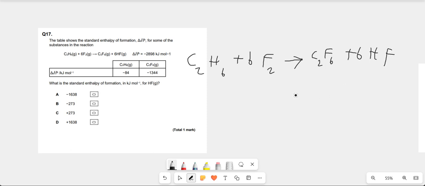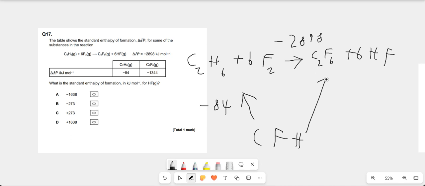Then I need to go with their constituent elements, so C, F and H. To go from C, F and H to this, I'm essentially only making, because remember, elements don't have a formation enthalpy, because you can't form an element from a constituent element, that doesn't make sense. So your C, F, H goes to this. I'm going to be producing C2H6, which is minus 84 as the formation value. And this formation is minus 2898, okay?